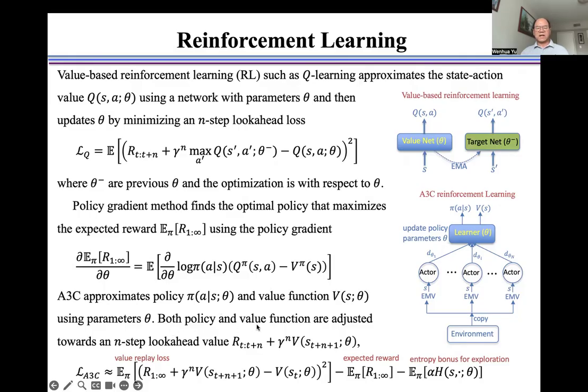Both the policy and the value function are updated towards the n-step look-ahead value, as shown here. And here, this is the loss of A3C, which consists of three terms, namely value replay loss, expected reward, and the entropy bonus for exploration.